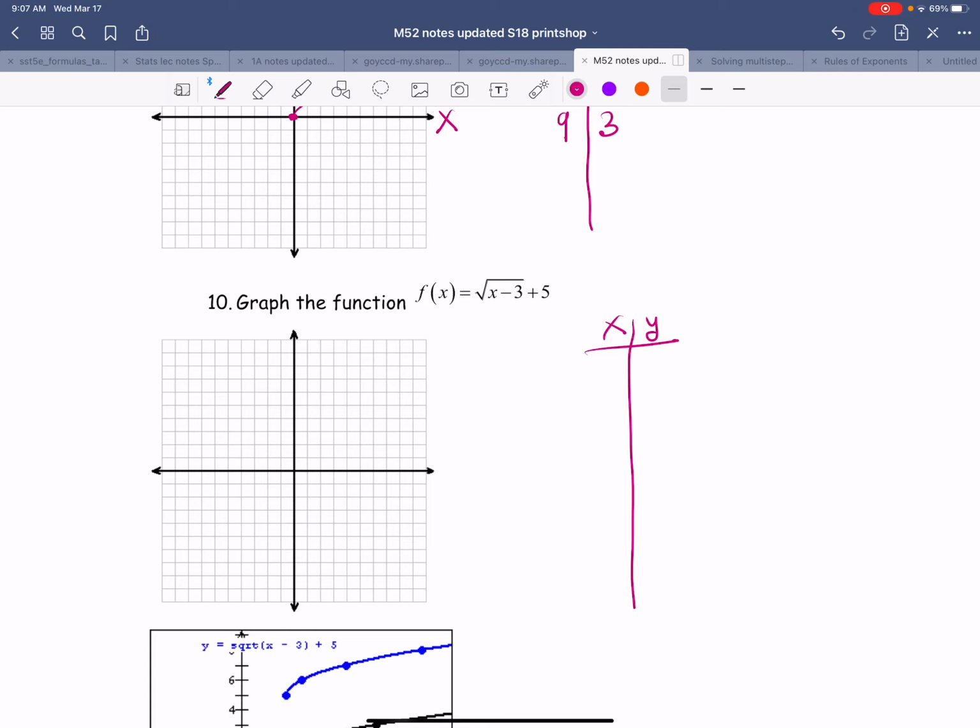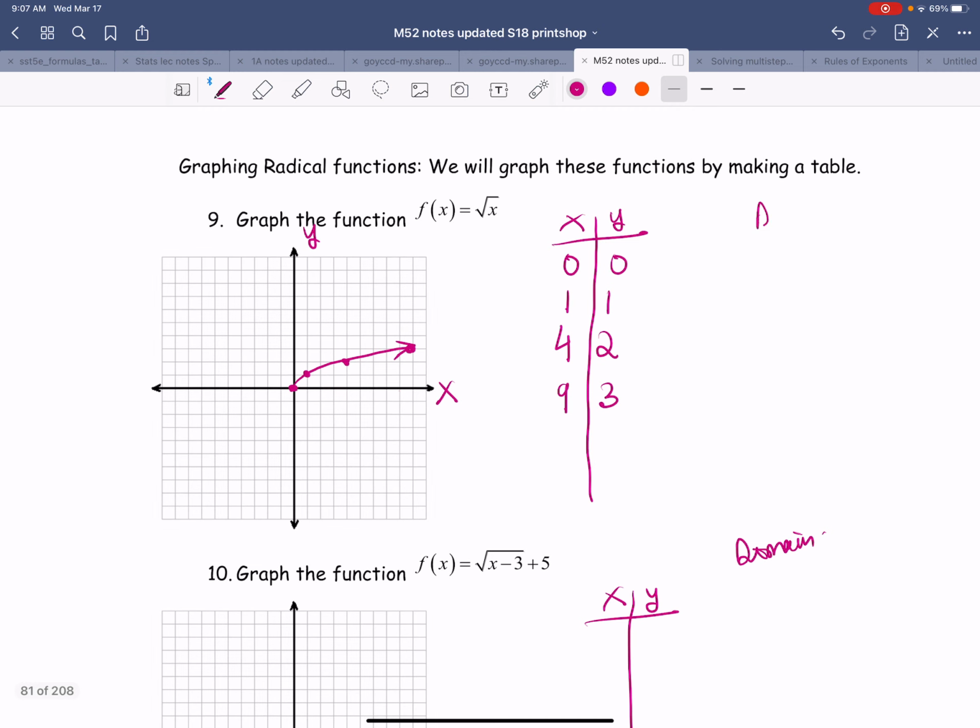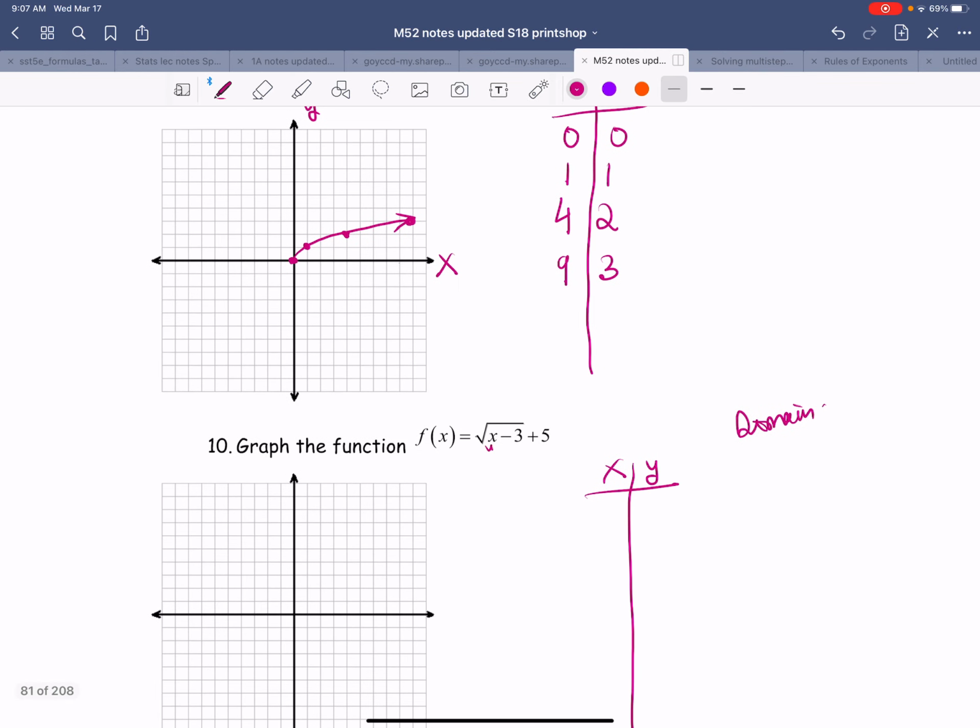Okay, I've got to be clever here. I want to pick the values that give me a nice output. First of all, let's think about the domain in this case. We didn't write the domain in the last case, but we talked about it. We said the domain was 0 to infinity. Any values greater than or equal to 0 were fine. In this case, we want this x minus 3 to be always greater than or equal to 0. That means we want x to be greater than or equal to 3. So my domain is 3 to infinity. Any values from 3 and above are okay to plug in.